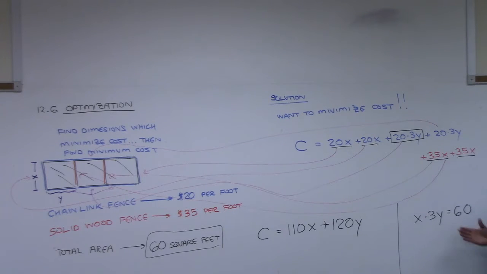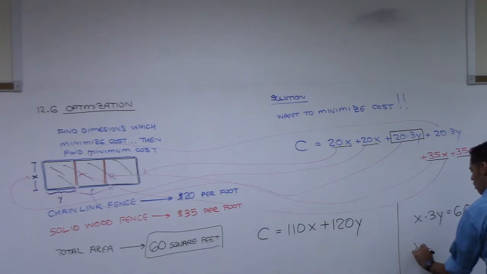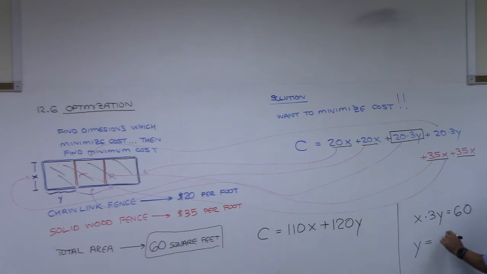This is a separate thought here. The area is 60, but the area according to that picture is x times 3y. Now watch what I do. y equals 20 over x. What did I do here? I solved for y, didn't I? I divided both sides by 3, which gave me 20. Then I divided both sides by x, which put the 20 over the x here. Y'all see that? So what I've done is I've found a new expression for y. y is 20 over x.